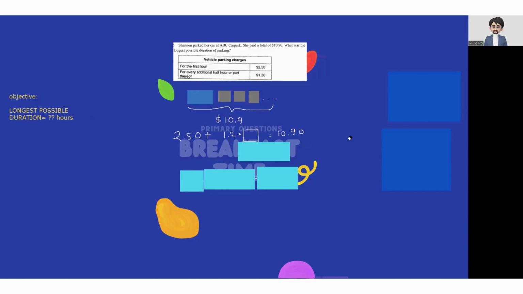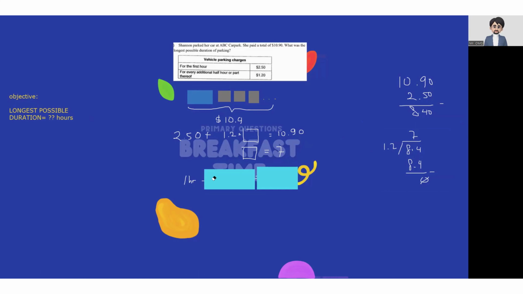First, to solve this equation, we do 10.9 minus 2.5, which is 8.4, and 8.4 divided by 1.2 equals 7. So let's make it 7 yellow boxes. So we know this is 1 hour plus 7 times 0.5, which is 4.5 hours.